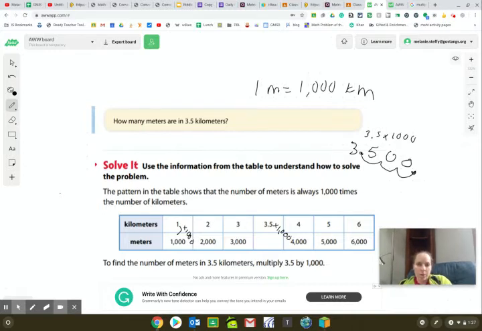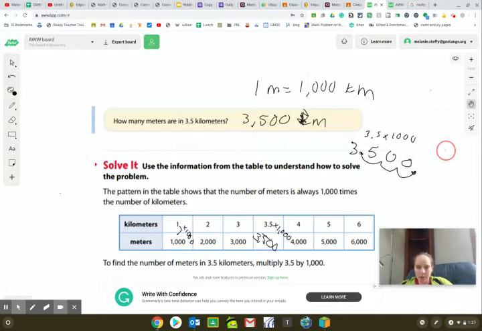So 3 and 5/10 kilometers is equal to 3,500 meters. So this would be 3,500. Okay.